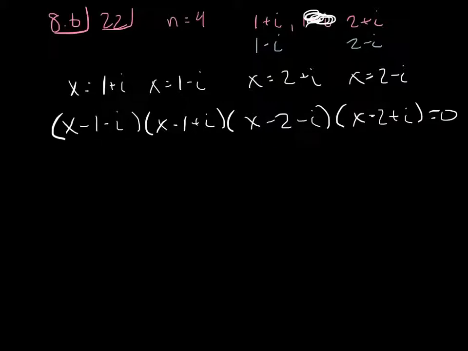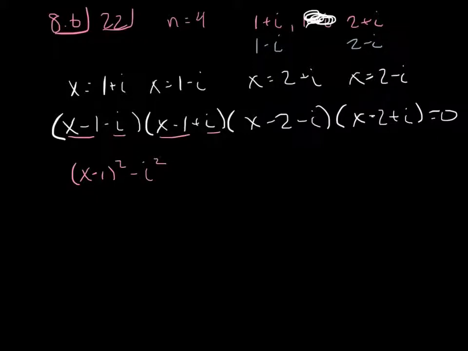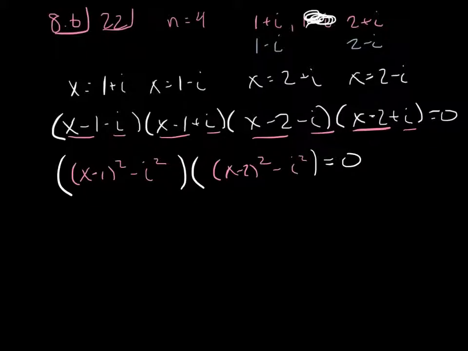So there's a couple different ways we can treat this. Remember, I'm going to treat that as a difference of squares. So at x minus 1 minus i, x minus 1 plus i, I'm going to treat that. Okay, so if I do that, I get x minus 1 squared minus i squared. Okay, and I do the same thing over here with x minus 2, I get x minus 2 squared minus i squared. Okay, that's equal to 0.